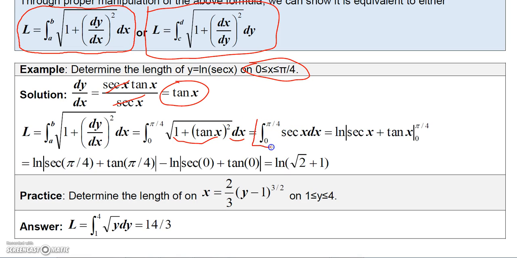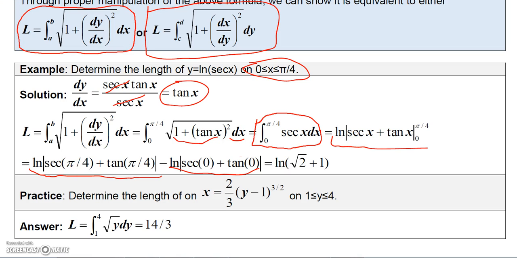In an earlier video I showed that the formula to integrate secant x is the natural log of the absolute value of secant x plus tangent x. So now we want to evaluate that from 0 to pi over 4. Let's put pi over 4 in. I get the natural log of secant pi over 4 plus tangent pi over 4, minus the natural log of the absolute value of secant 0 plus tangent 0.